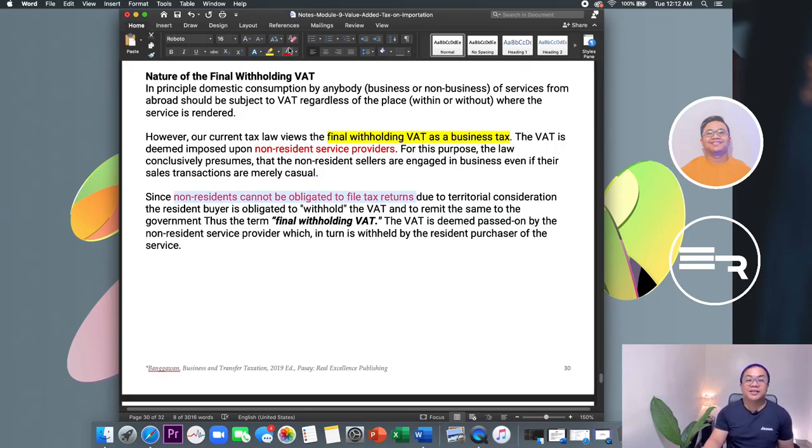Example, mga foreigner, no? Mga business like general manager siya ng hotel. So, foreigner siya. Tapos dito siya sa Philippines. Nagre-render siya ng service. Hindi naman siya required yan, di ba? Due to territorial, ayan, hindi naman sila obligated to file tax returns. Kasi doon naman sila nagre-report talaga sa country nila. Okay? Ngayon, yung resident buyer, siya yung nag-buy ng service ng foreigner. Siya yung required to withhold ng VAT. Okay? The VAT is deemed passed on. So, yung term dito is deemed passed on. Pinapasa mo lang. Kumbaga, parang pinasa ng obligation ng non-resident yun dun sa nag-purchase. So, siya yung mag-remit. Okay?